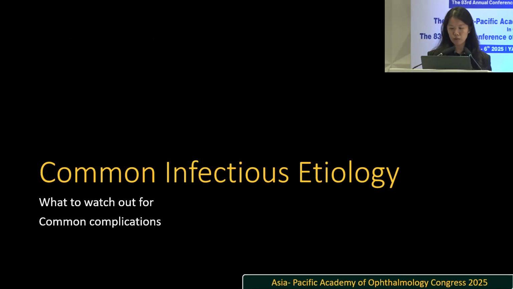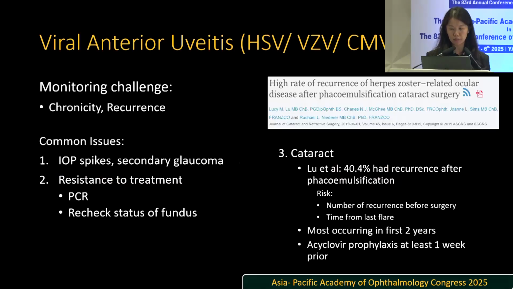So now we'll proceed with the common infectious uveitis conditions, and there's so much to mention for each of them, but we will focus more on the important ones to monitor. So first would be the viral anterior uveitis. The challenge here is the chronicity and recurrence of it.